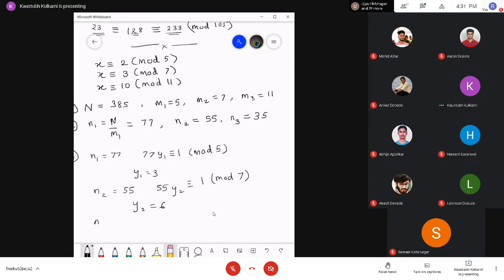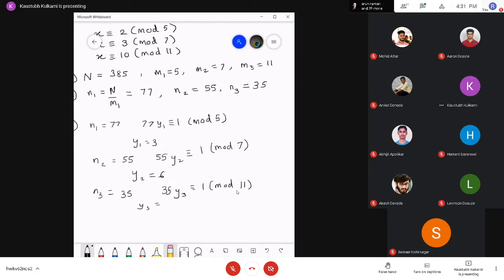Then n3 is 35. So 35 y3 is congruent to 1 mod 11, m3. So y3 is, 35 times 2 is 70, and we are dividing by 11. So 35 3s are 105, 35 4s are 140, 35 5s are 175. You're dividing by 11, so 175, 210. 35 6s are 210. Yes. 19 11s, 19 multiplied by 11 is 209, and 35 6s are 210.